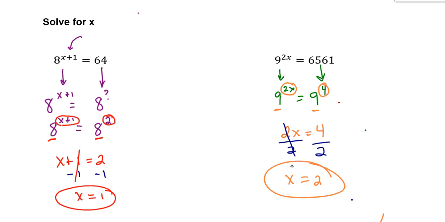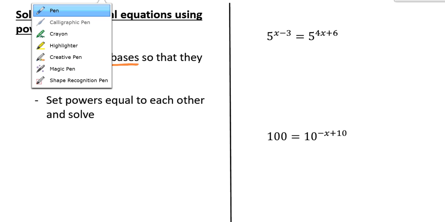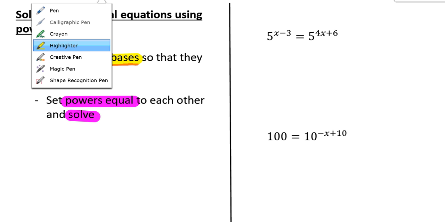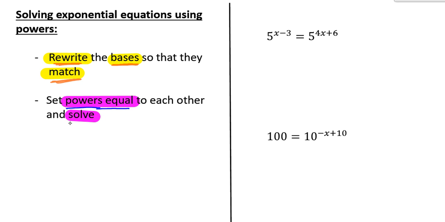All right, so everything we just did, this is the process. You need to rewrite it so that the bases match. That's the key there, is getting the bases to match. So if it's got a 5 on one side, it should have a 5 on the other, or something that matches. Then the next step is to set the powers equal to each other, and then solve. Set the powers equal and solve.